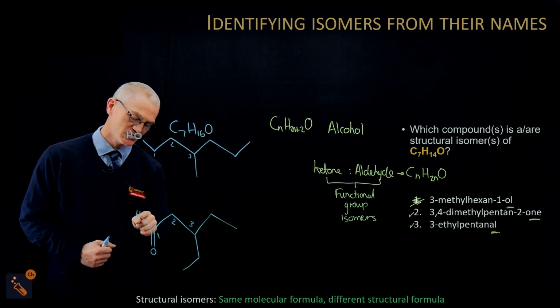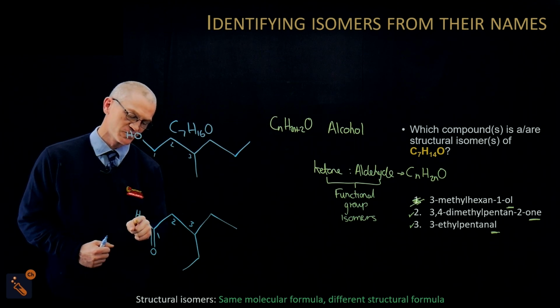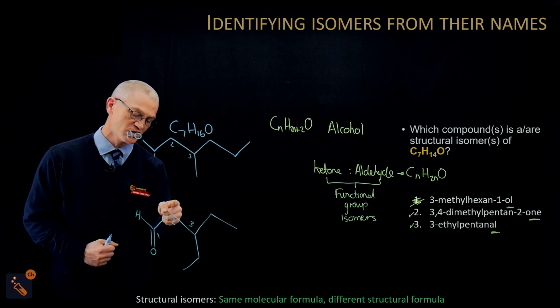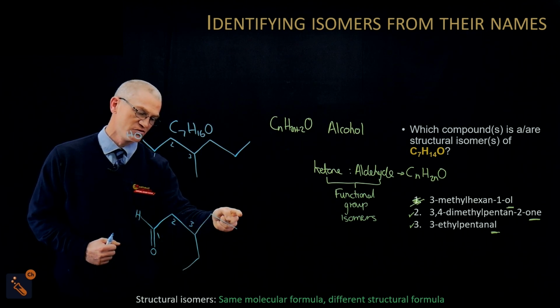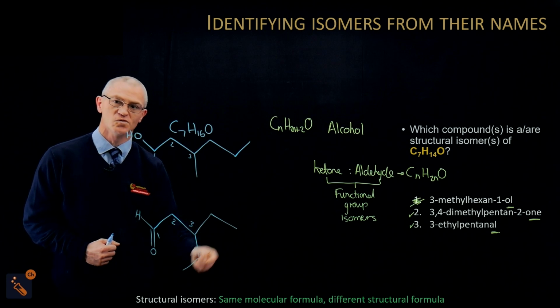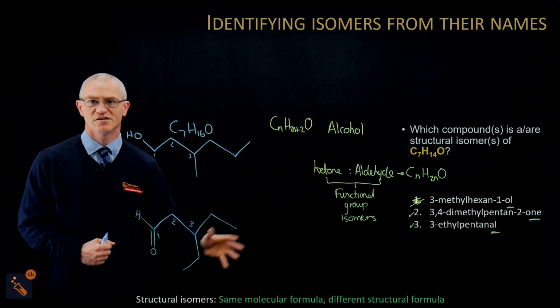And let's count the hydrogens. So 1 there. Remember, all carbons have 4 bonds. That's how we're doing this. 1 there, 2, 3, 4, 5, 6, 7, 8, 9, 10, 11, 12, 13, 14. So we've got 14 hydrogens on there.